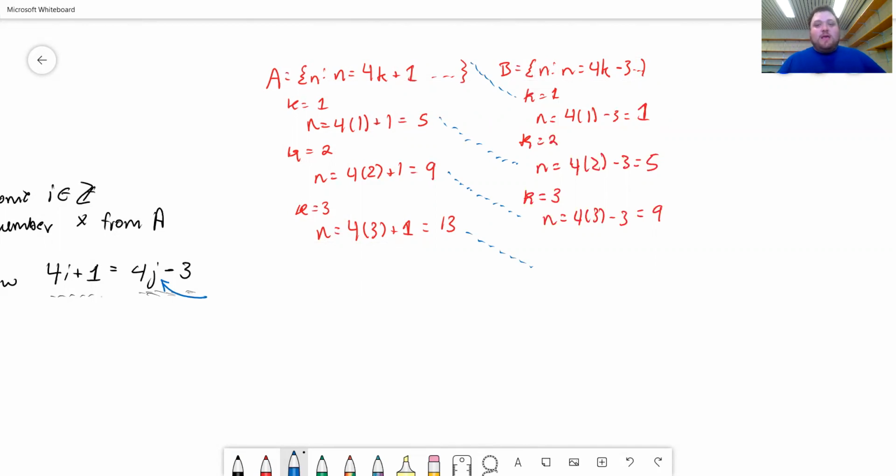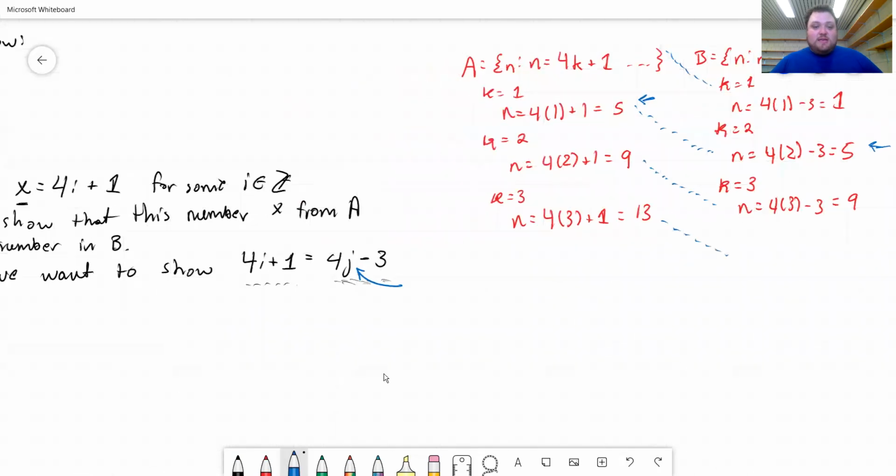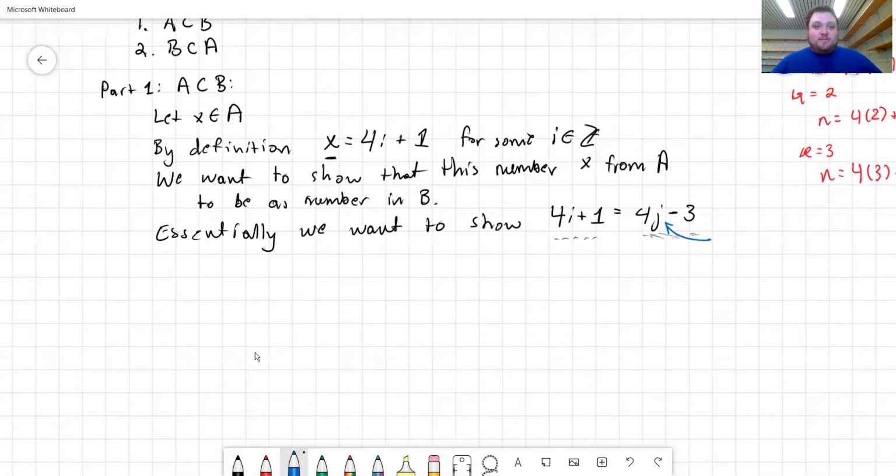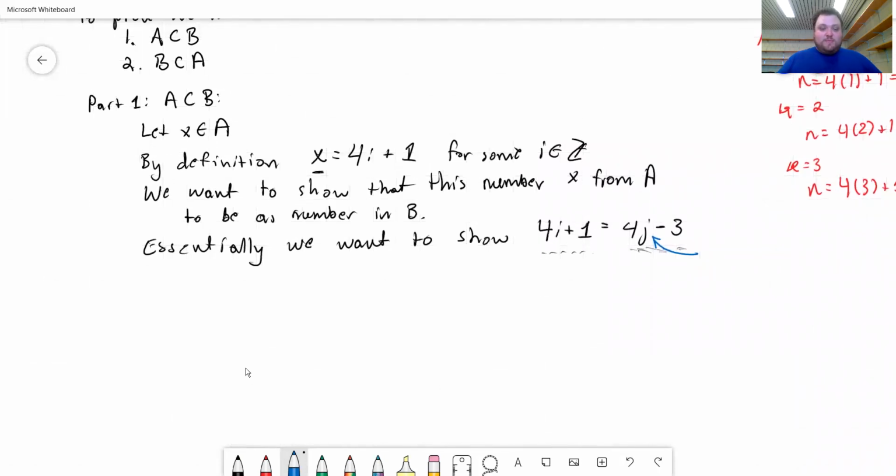Well, if we have here this number, so 5 comes from k equals 2, and this 5 comes from k equals 1. So if we sub in j is equal to i plus 1, then we should get them to be equal. So let j equal i plus 1.